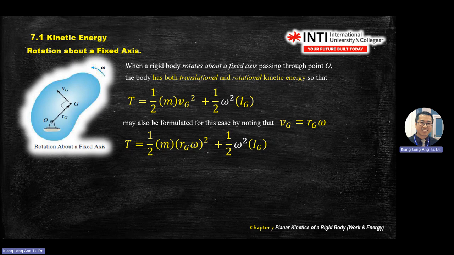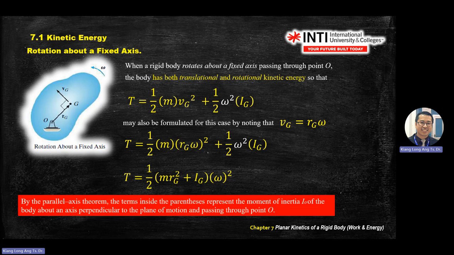You put them together, and you can factor the omega squared out. Even though you don't have the V, you can use R and omega. You factor the omega squared out, and what does it tell you? Half mV squared, so this is omega squared, and this is actually IO. You see the IO form? I equals IG plus mV squared. Same form. In this case, because it rotates in circular motion, your G becomes R.